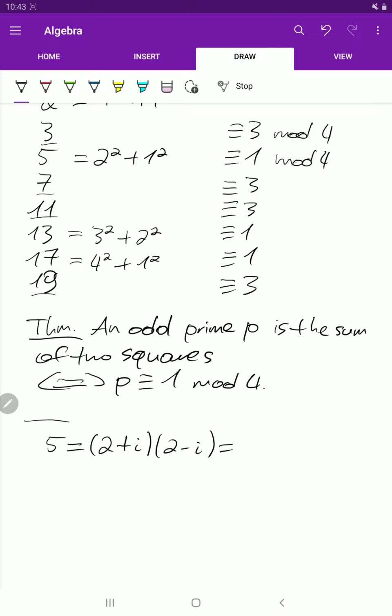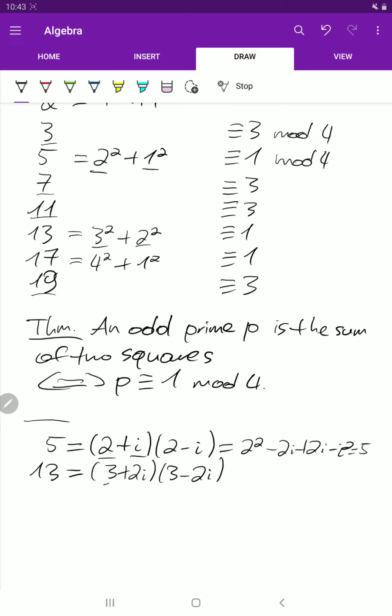This is 2 squared. Then we have minus 2i plus 2i and minus i squared, so that's 5. That's good. And let's make another example. 13 is 3 plus 2i times 3 minus 2i, and you can again check that the equality is true. And as you already saw probably, here we have a 2, here we have a 1i, here we have a 3, 2i, and that holds in general.